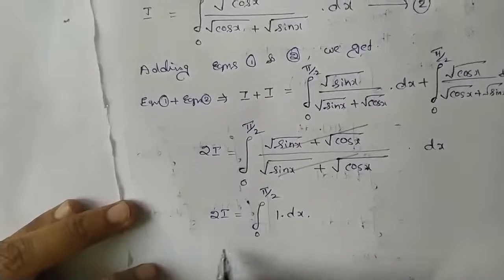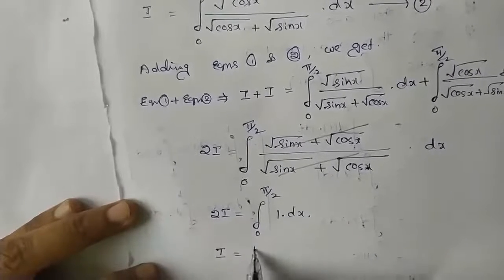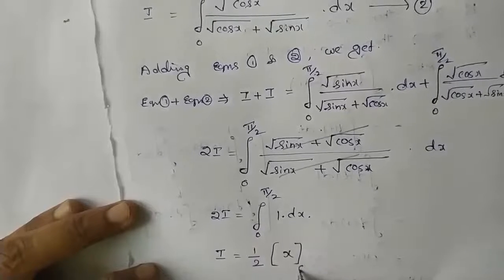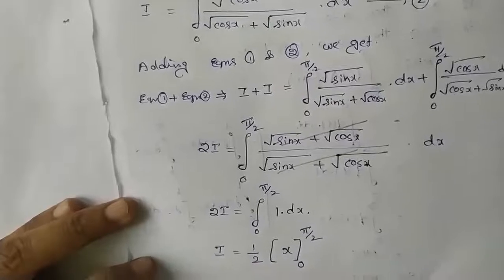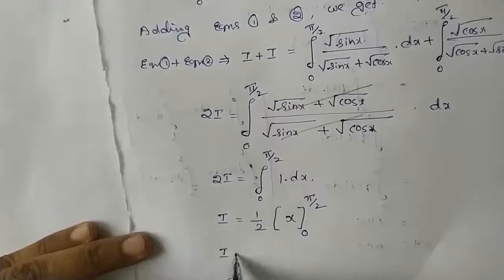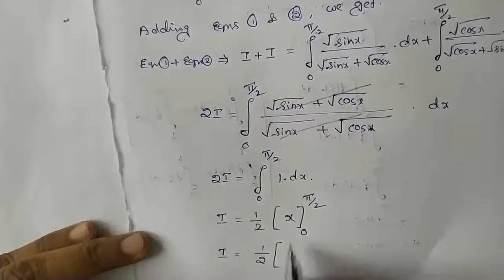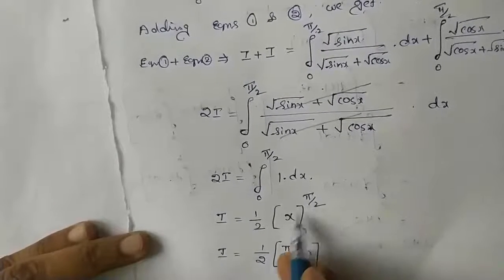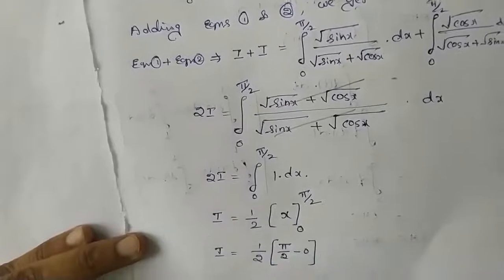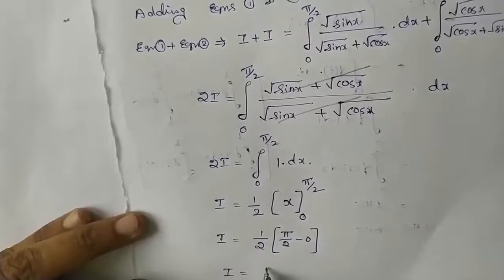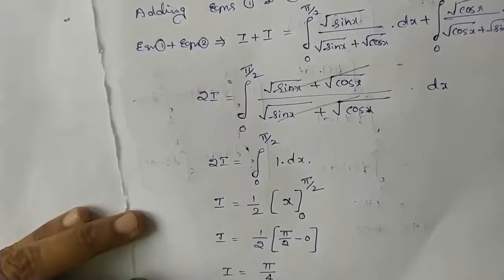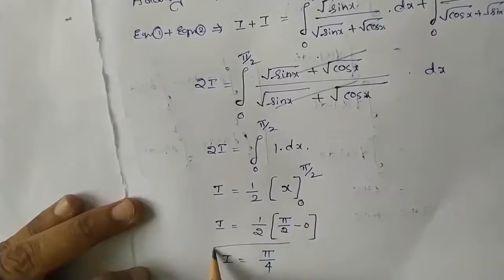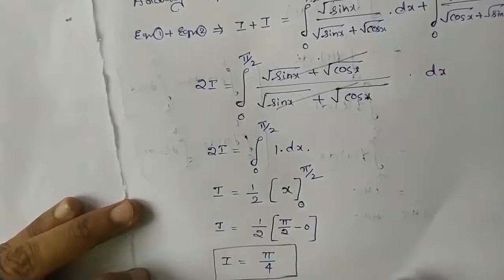You just send this 2 to the right, then it will be I equals to 1 by 2 into integration of 1 dx, which is x only, under the interval 0 to pi by 2. Apply the limits. I equals to 1 by 2 into pi by 2 minus 0, upper limit minus lower limit. In place of x, put pi by 2 minus 0. So next, I equals to pi by 2 into 2, which is pi by 4. Therefore, I equals to pi by 4. Hence, it is the solution for this question.